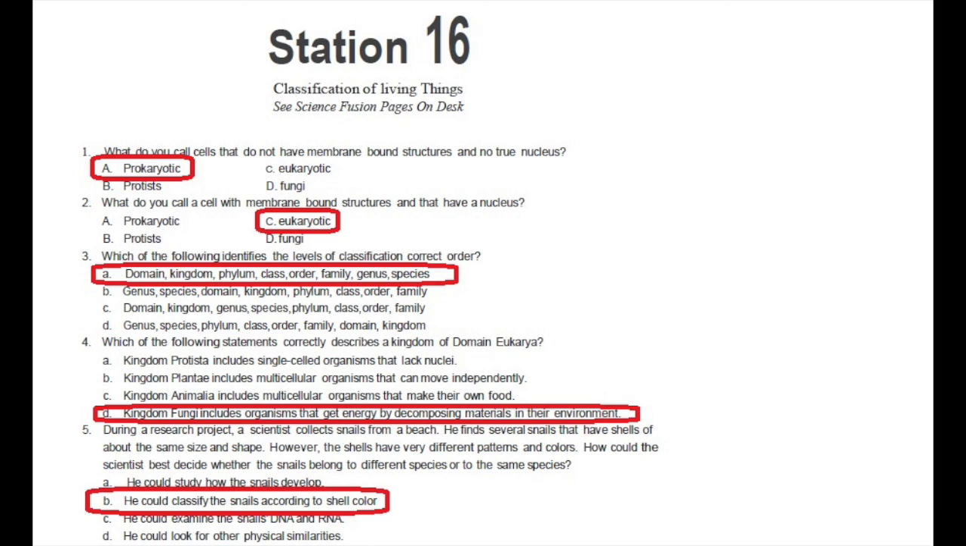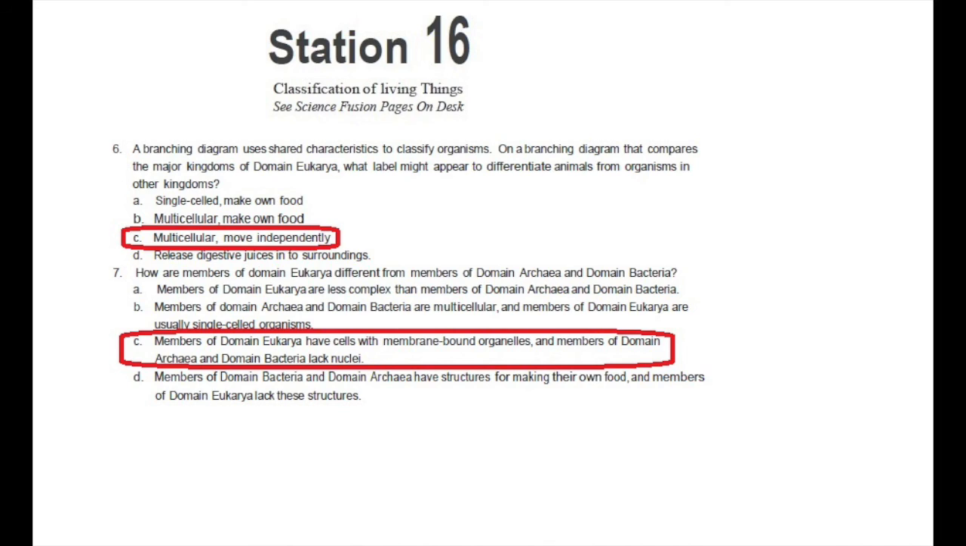This one, Station 16, prokaryotic cells have no nucleus. Eukaryotic cells do have a nucleus. The correct order is domain, kingdom, phylum, class, order, family, genus, species. Kingdom fungi includes organisms that get all their energy from decomposing organisms in their environment, and you could classify it according to their shell color. All right, and then here, anything that's molecular and moves independent would be indicative of an animal. And the next one down, members of domain eukarya have cells with membrane-bound organelles, and members of domain archaea and bacteria lack nuclei. That's why they go into those categories, because they don't have a nucleus.